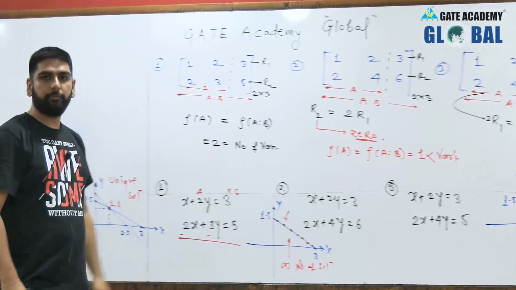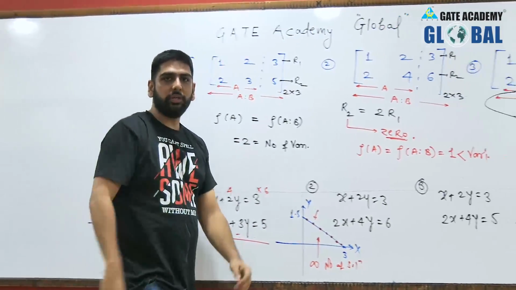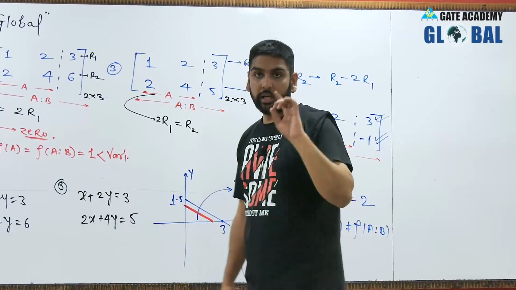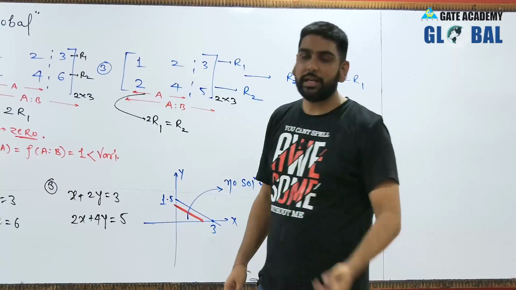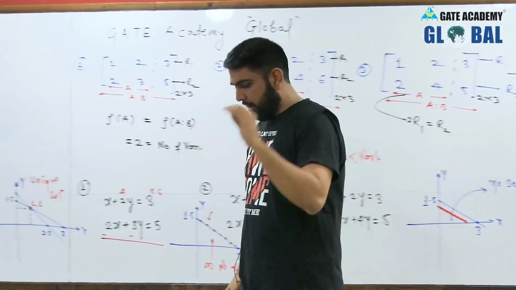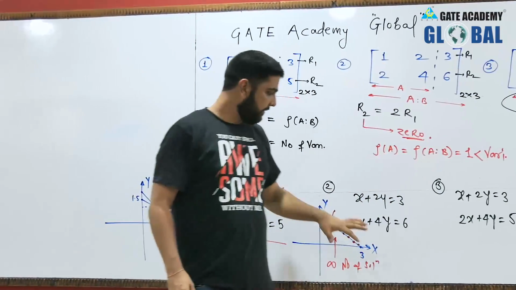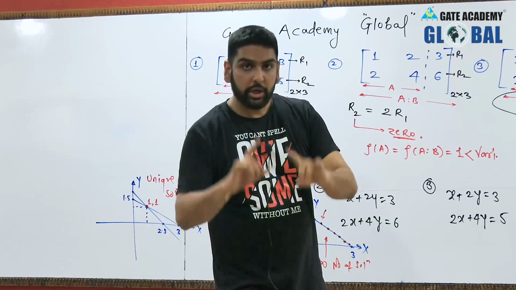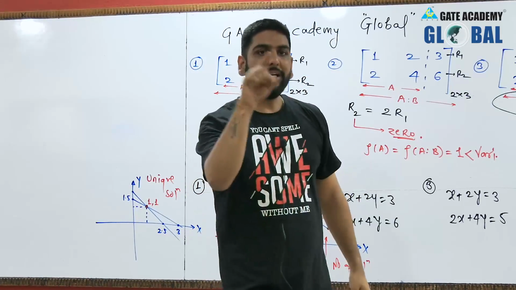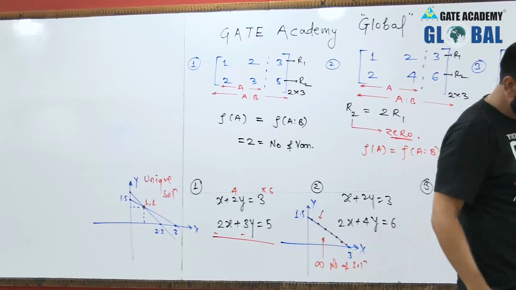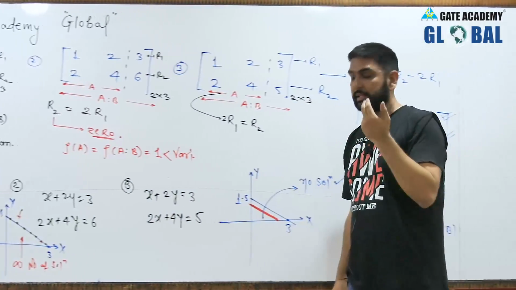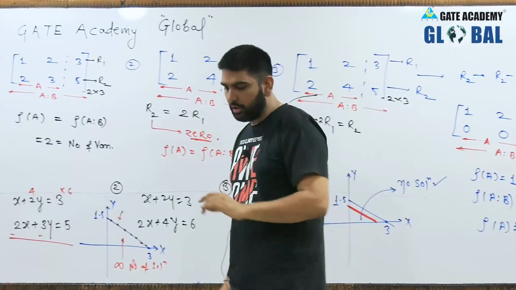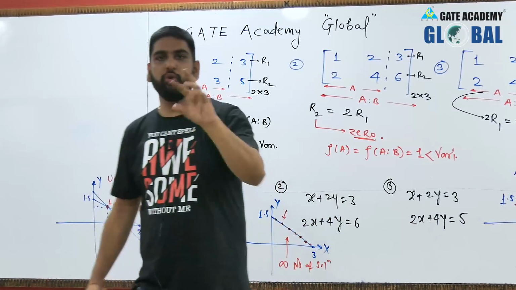First, in the very first case, for the unique solution, the rank of A is equal to the rank of AB, and again it should be equal to the number of variables, right? Number 2, for the infinite solution, the rank of A and rank of AB should be the same, but it should be less than what? It should be less than the number of variables. In the case of no solution, rank of A is not equal to rank of AB. So you can write it down.